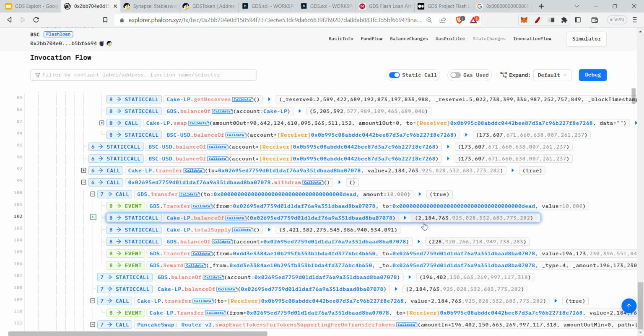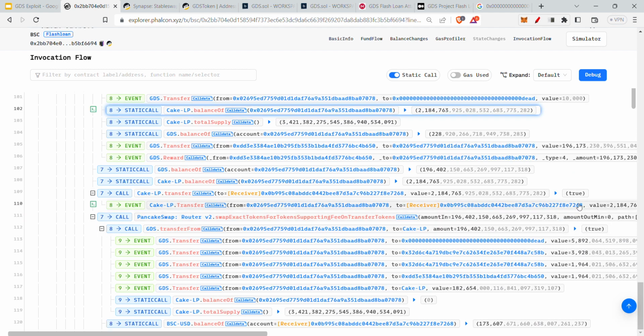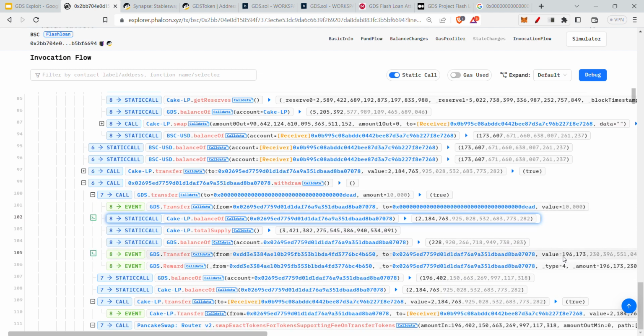2695 has 2.1 million LP tokens. Total supply is the same, 3.4 million LP tokens. 2695 apparently also has a very small fraction of GDS tokens inside, and then the reward is 196173. Add together with this 228, you get 196402. So the reward almost always is the same, 196173. Every time he runs this function, he gets 196173 GDS tokens.